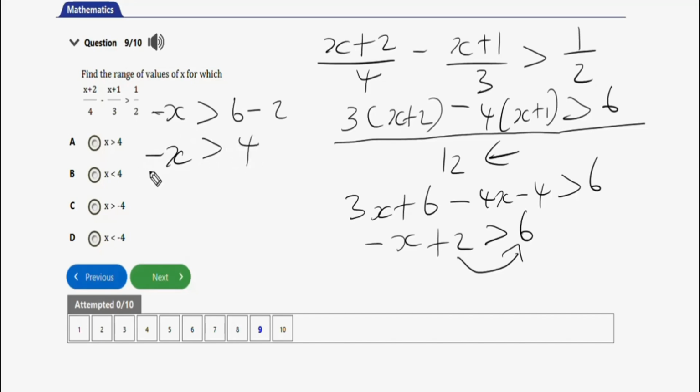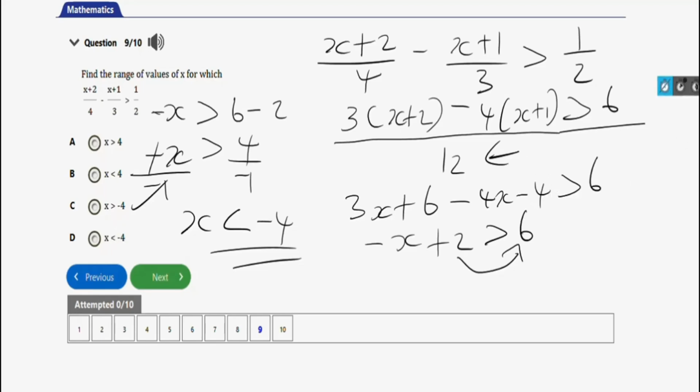I will divide by the coefficient of x, which is minus 1. So because we are dividing both sides by a negative value, the sign will change. So x will now be less than negative 4. That will be the answer. The right option is what? Option D. Okay? And not option C, it is option D. So that's it for this question. Let's wipe this now.